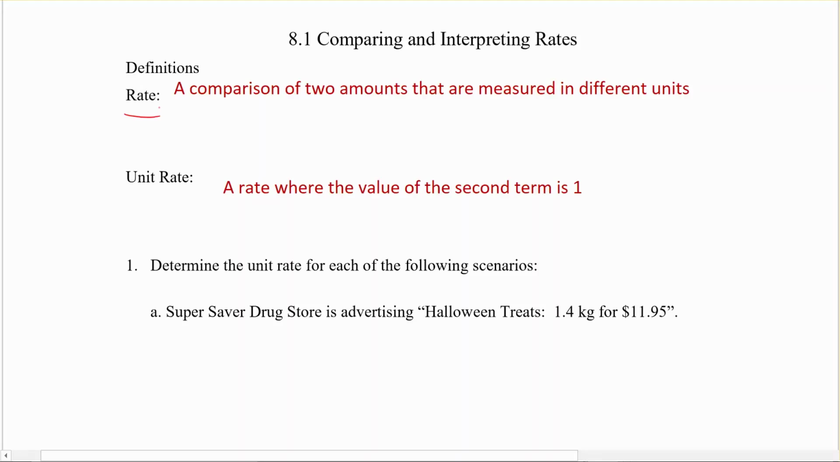So what I mean by that is it might be like $4 for 10 kilograms of something, right? So that's a rate. This one has units of dollars. This one has units of kilograms. Another example of this would be like, I don't know, you're going 42 kilometers in 1 hour. Those are two different rates. Again, you're comparing it. So this is what I mean by rates, just two different units.